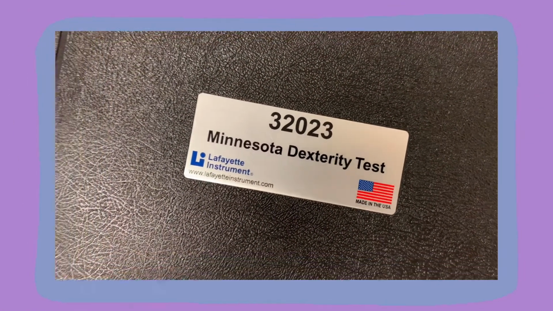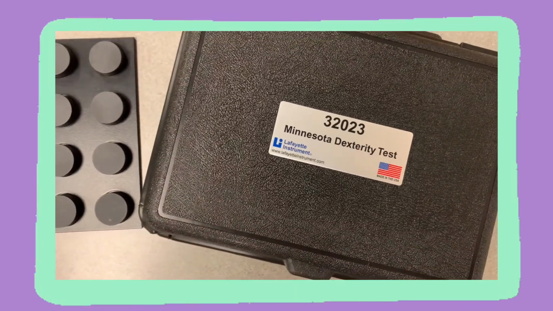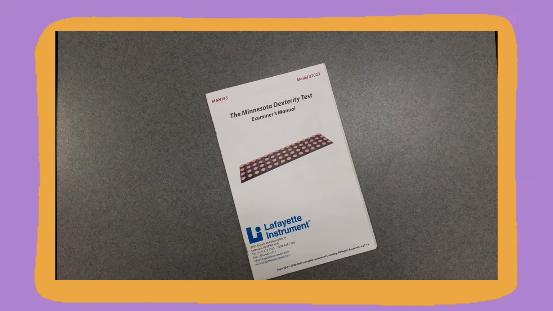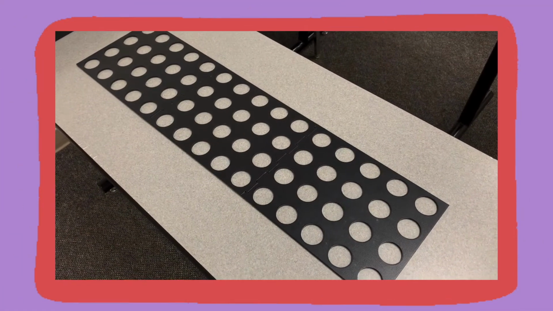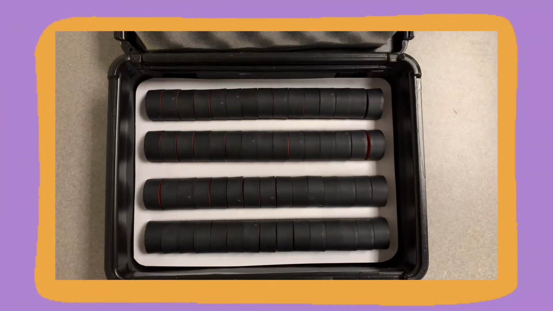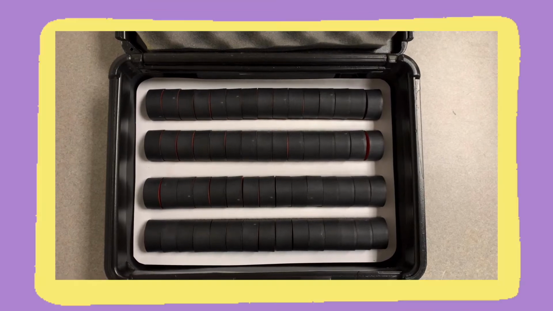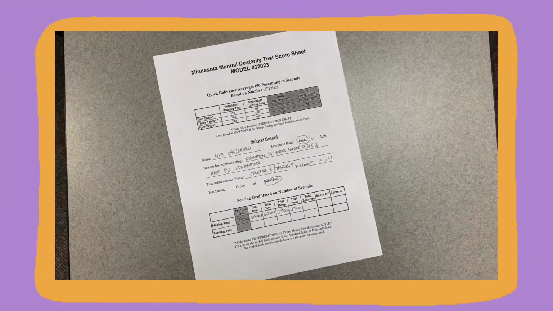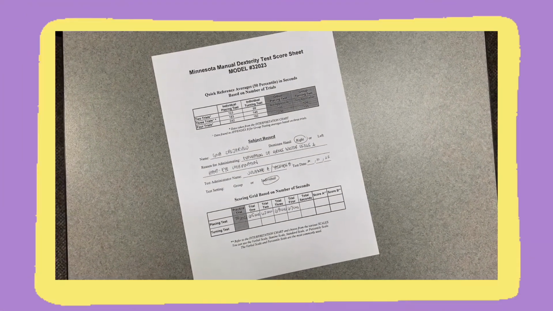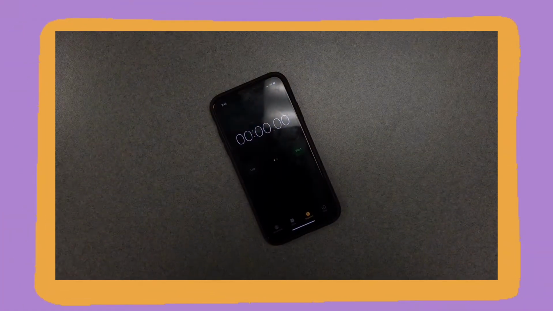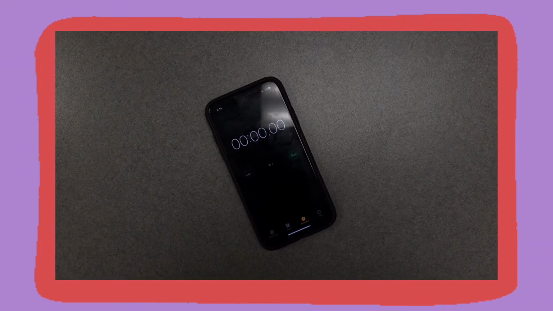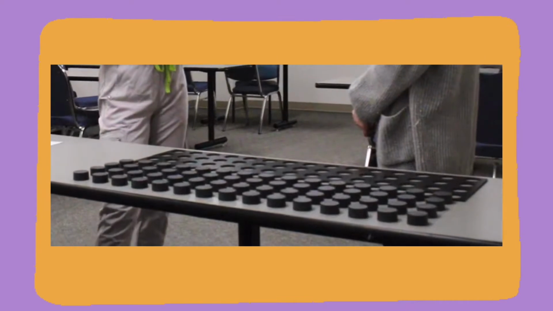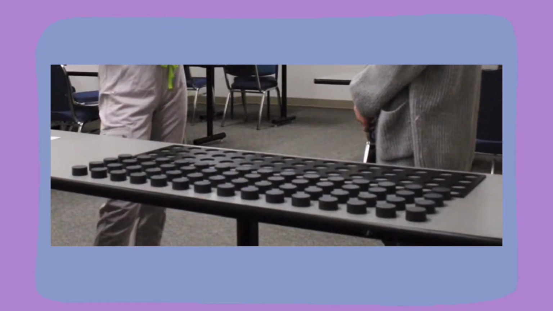Supplies needed. The Lafayette Minnesota Manual Dexterity Test includes an instruction manual, test board, 60 black and red plastic discs, a score sheet, a timer or a stopwatch, and a test table between 28 to 32 inches in height.